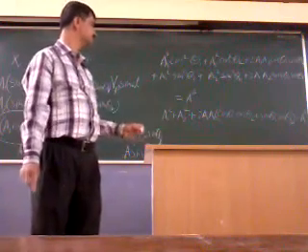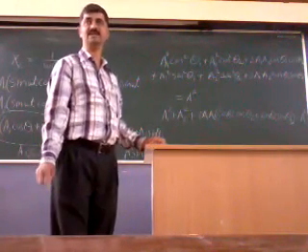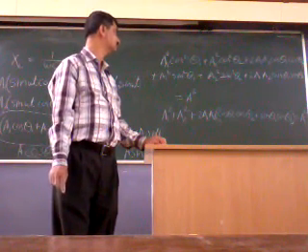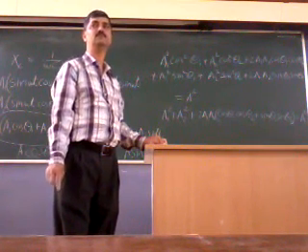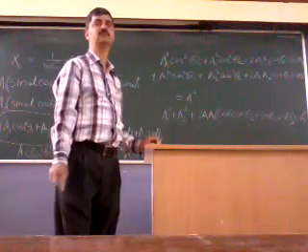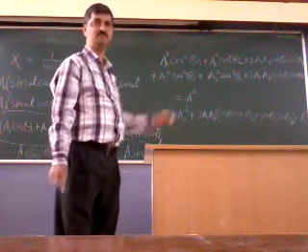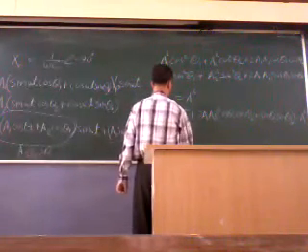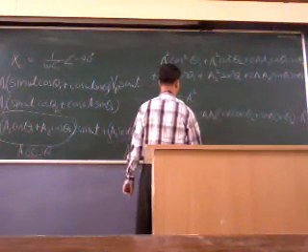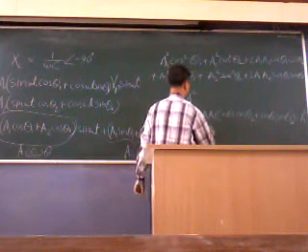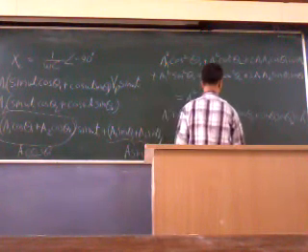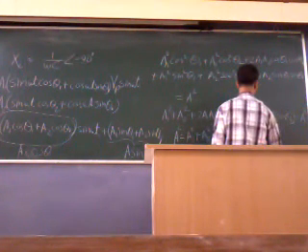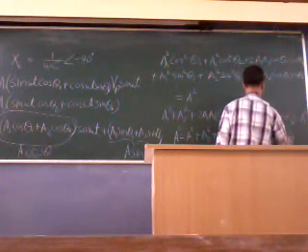Cos of theta minus theta. Is it right? It is cos of theta 1 minus theta 2. Next, under the root, what is the entire bracket? Cos of theta 1 minus theta 2. So a square is equal to a1 square plus a2 square plus 2 a1 a2 cos of theta 1 minus theta 2.